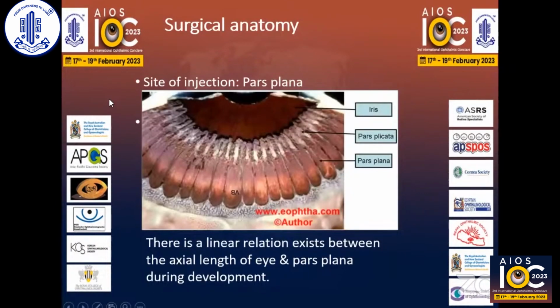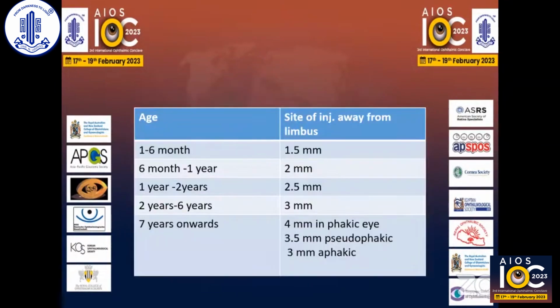The site of injection is the pars plana. Here you see the ciliary body. Here is the pars plana, which is the posterior part of the ciliary body. And there is a linear relationship between the axial length of the eye and the pars plana. So when giving the injection, we have to take care about the age of the patient.